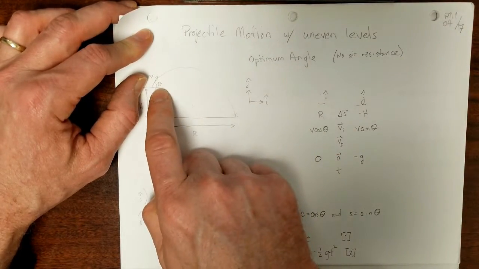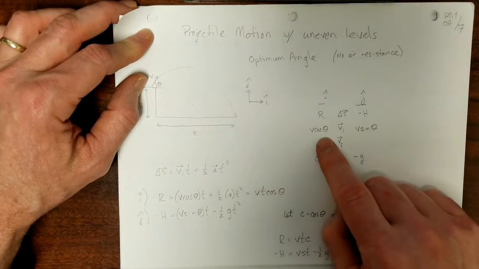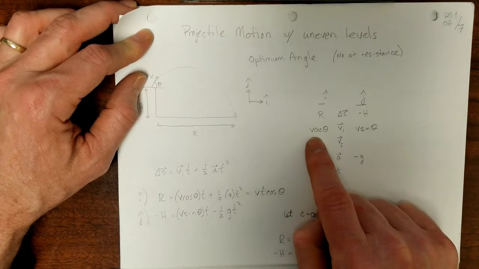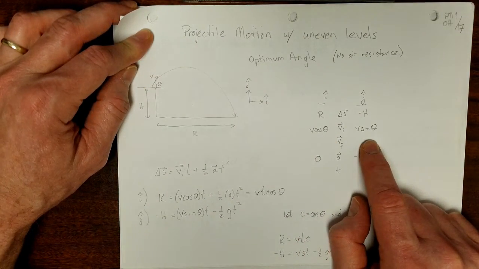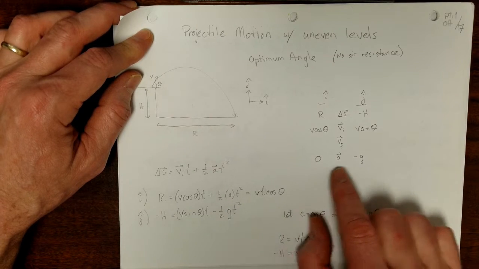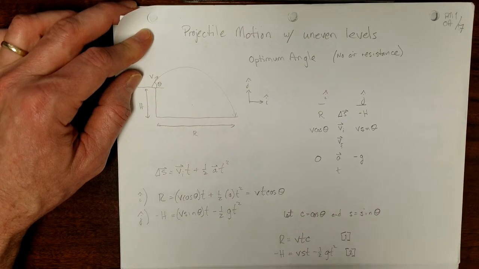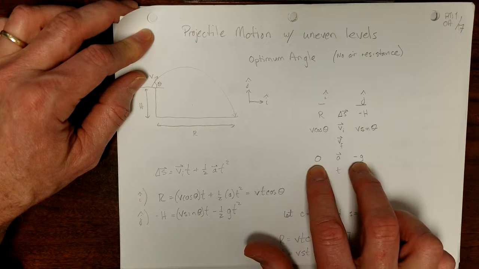It's launched at some speed v and some angle theta. I don't know what theta is in this problem. This is what I'm trying to figure out. And so I have v cosine theta as the horizontal and v sine theta as the vertical. And for acceleration, I know that 0 and negative g are the components of my acceleration.